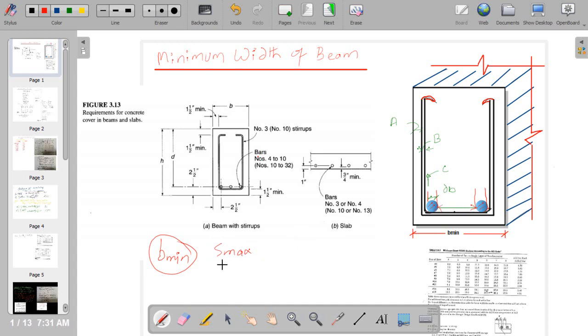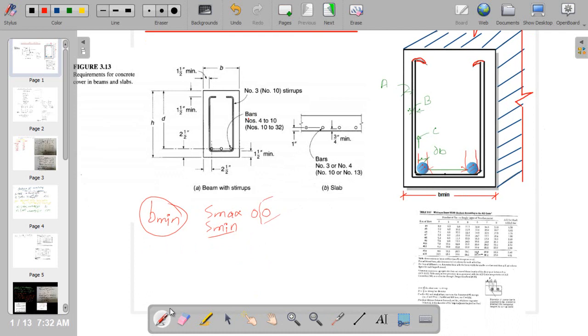Now there are certain criteria which explain that there should be an S minimum. We have to make sure of the S minimum, and we must not put these bars in a close manner, because this creates bond issues, which we will discuss in a later lecture. But at this time, this discussion is very important, because on the basis of these criteria we find out the B minimum, right?